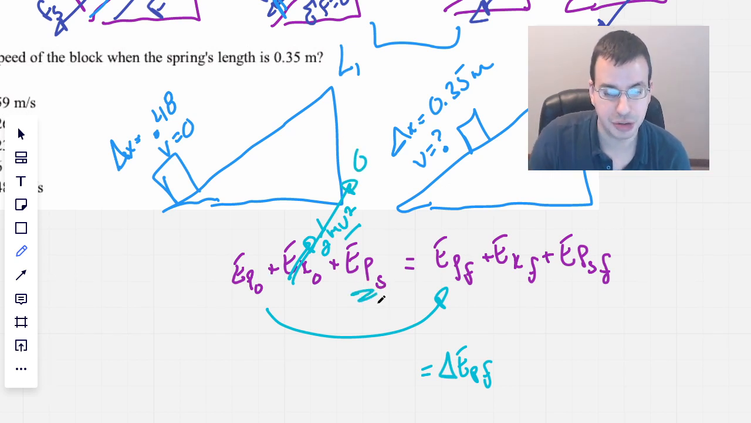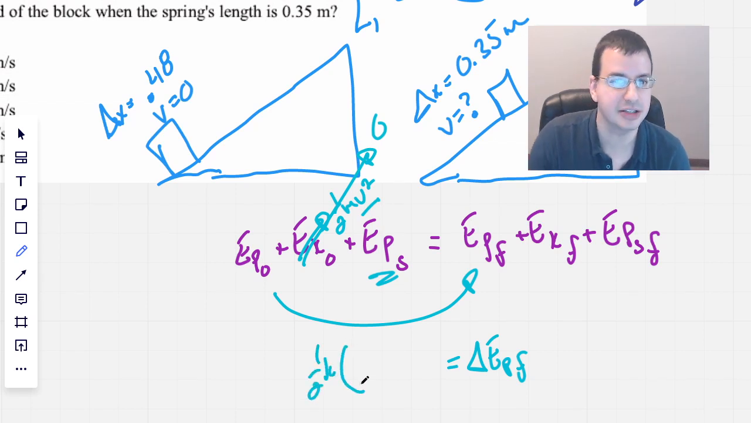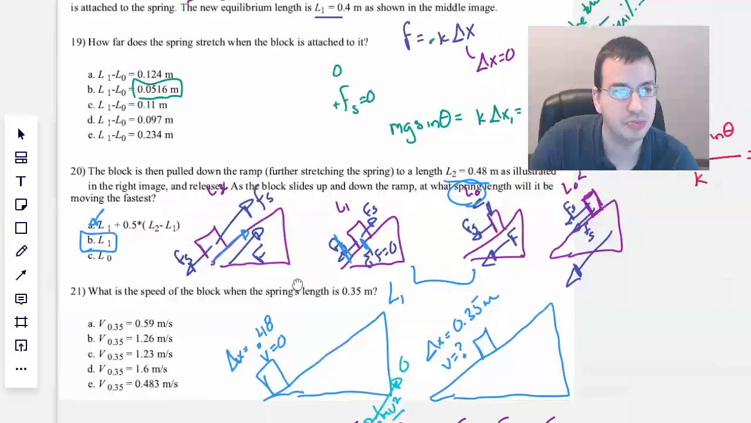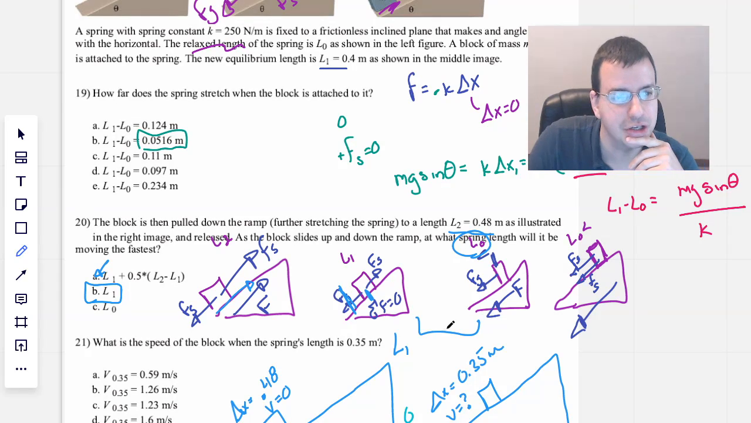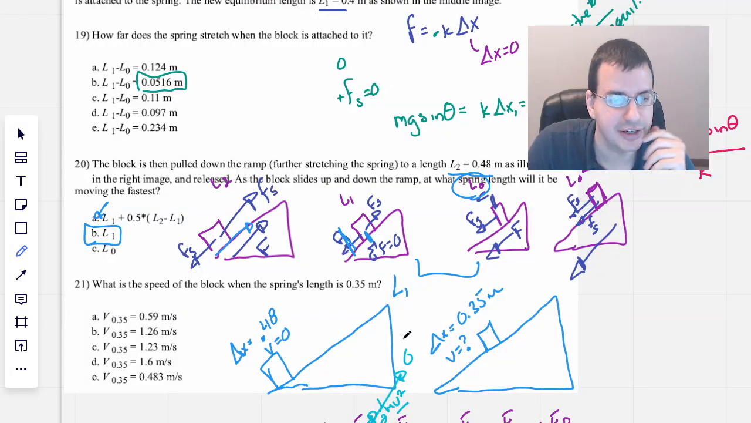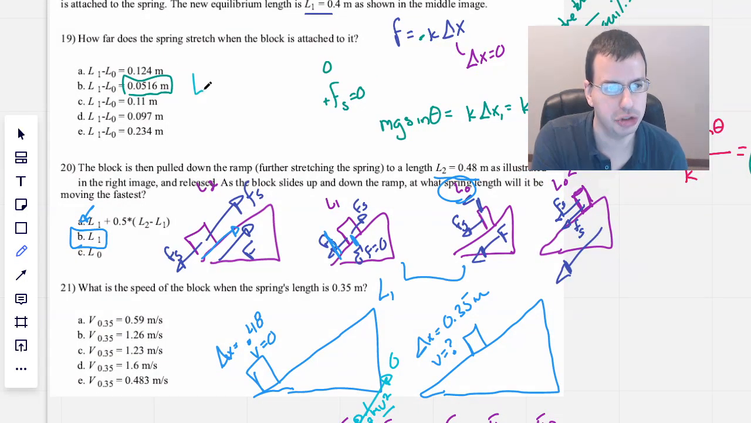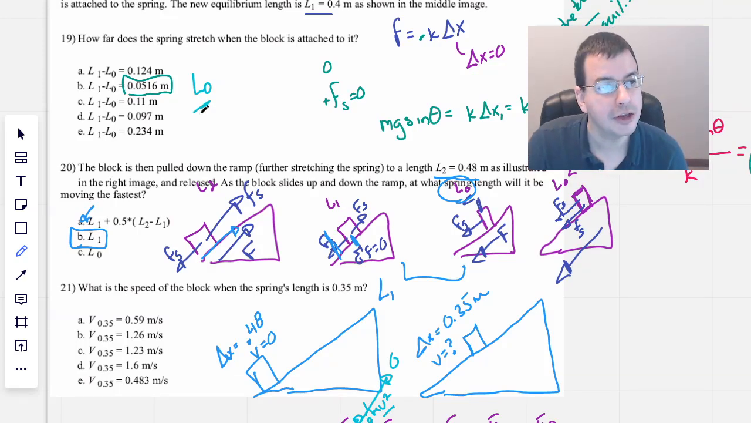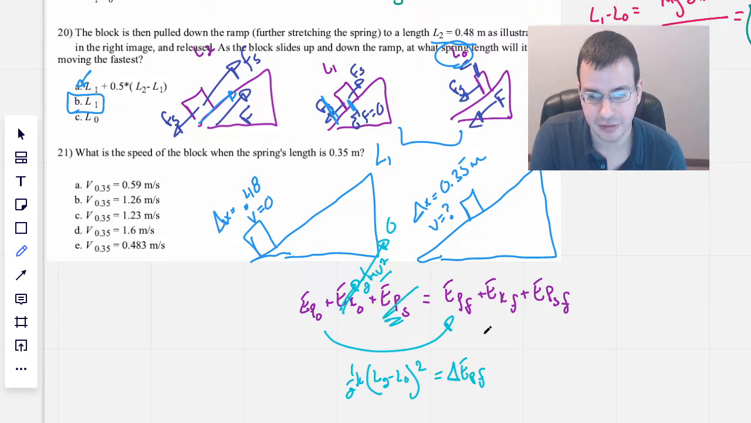We have energy potential due to the spring. That's going to be 1/2 k delta x, and then delta x is going to be how much the spring is stretched. I'm going to say from the relaxed length. I don't think it actually matters because you're trying to find the difference in energy here, but I'm going to say from L0 because that seems like a good baseline. So it's going to be 1/2 kx squared, so it's going to be L2 minus L0 squared. And that takes care of that right down there. Energy potential final, we got that.